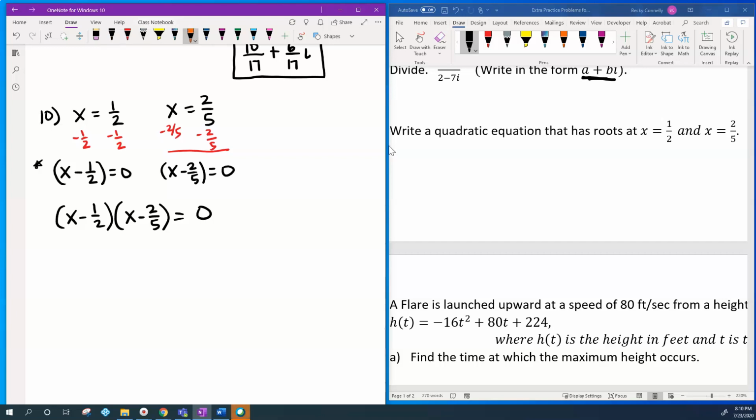So if I multiplied this equation by 2, right, then I'd get 2x minus 1. And that would be my first factor. And on the other one, in order to clear that fraction, I'd multiply it by 5. And so I would get 5x minus 2. And then that looks a lot easier to FOIL together for most people.